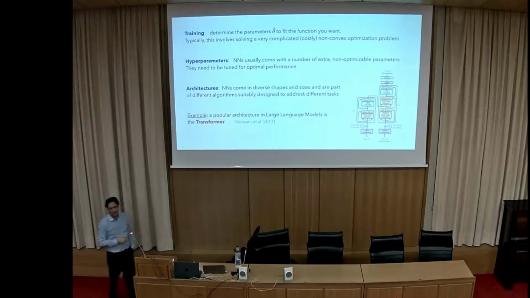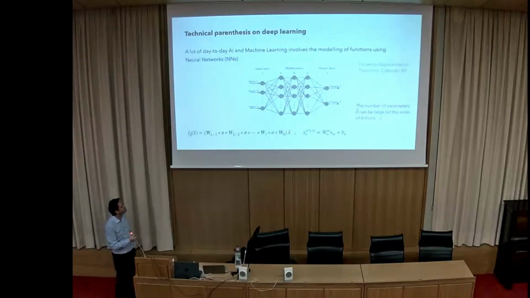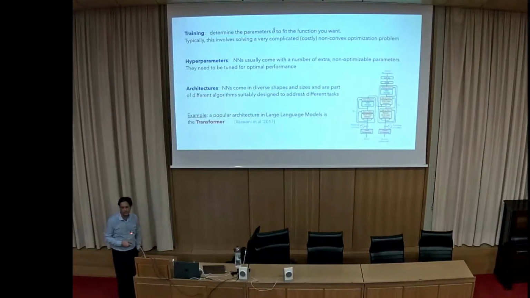Another word is architecture. What I showed you here is the simplest feed-forward neural network architecture. So everything is fully connected, just go forward. But you can imagine other kinds of architectures, and different architectures could be better for different problems.